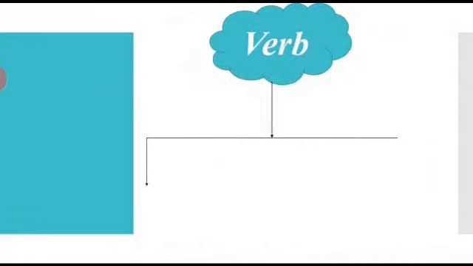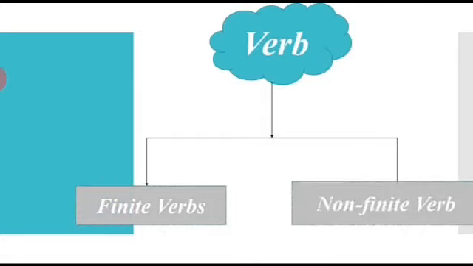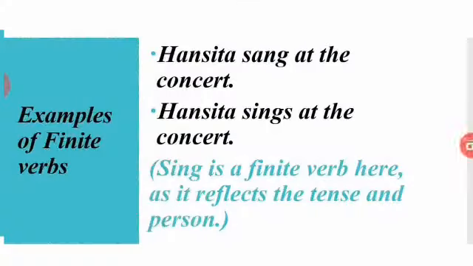Let us understand more about verbs. There is finite verb and non-finite verb. Now what is a finite verb? When a verb changes according to tense or person, it is a finite verb. When the verb adapts to the tense and changes according to the tense or the person, it is called a finite verb. Now let us understand examples of finite verbs.